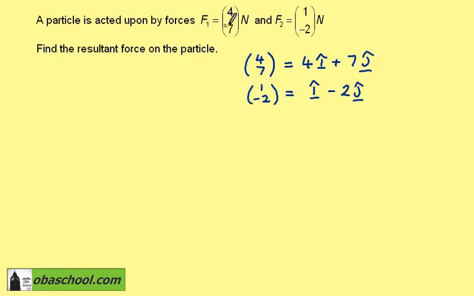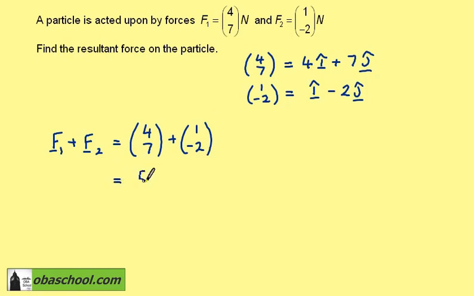To find the resultant force, we simply have to add the two forces, and in this case this means just adding the column vectors. So doing (4, 7) plus (1, -2), and this gives us (5, 5) newtons.